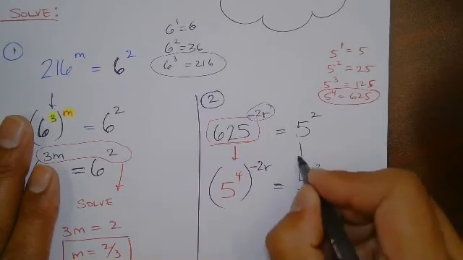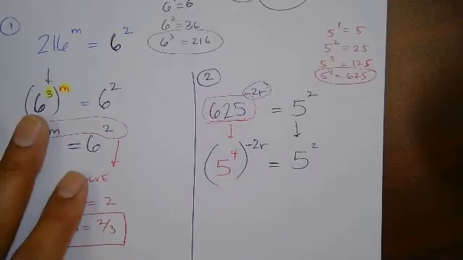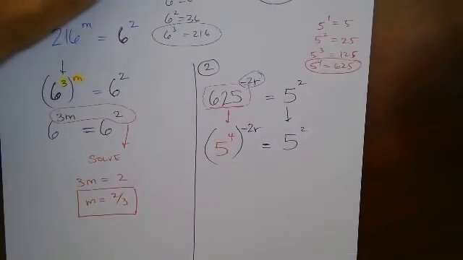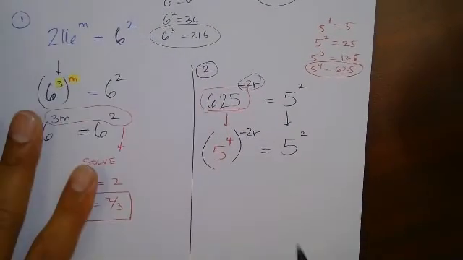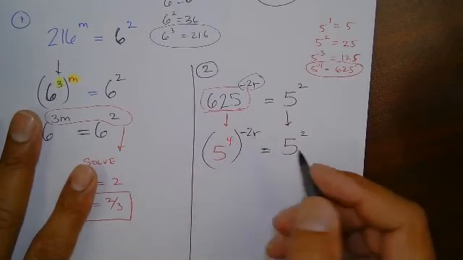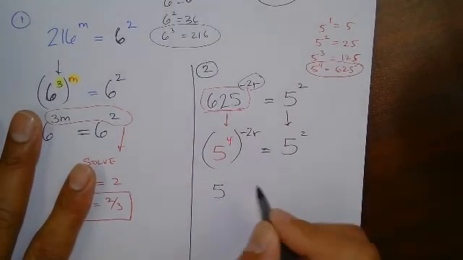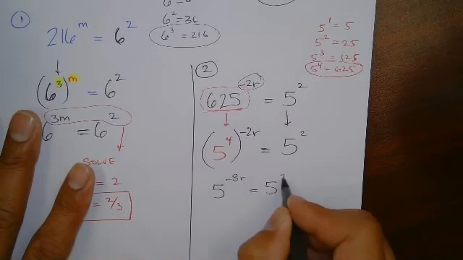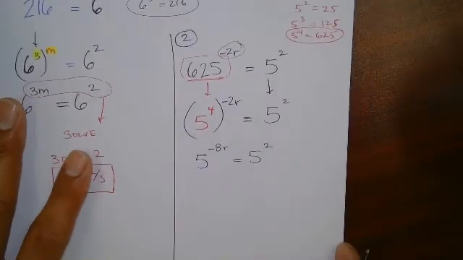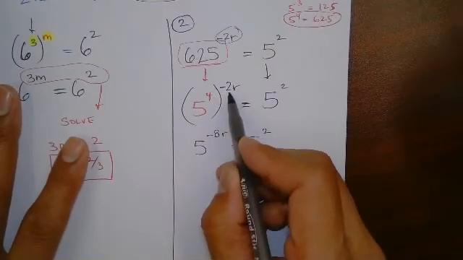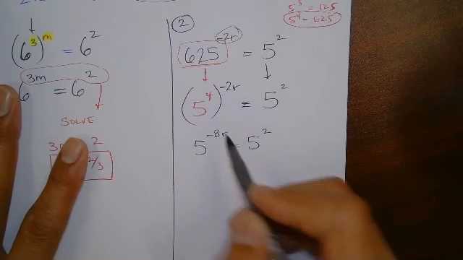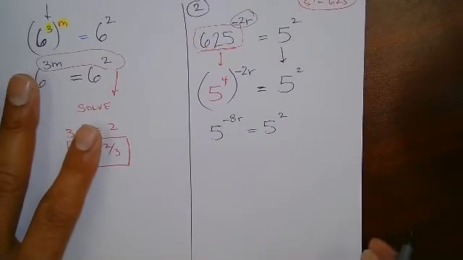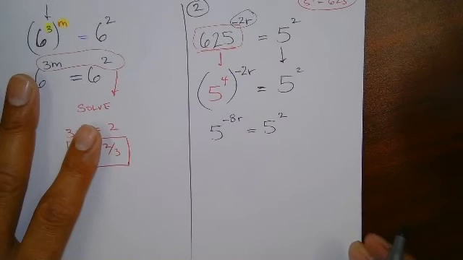And the right side stays the same. And what happens here when you have a power raised to another power? Those multiply. So that'll be 5 to the power of negative 8r is equal to 5 to the power of 2. 4 times negative 2r is negative 8r.